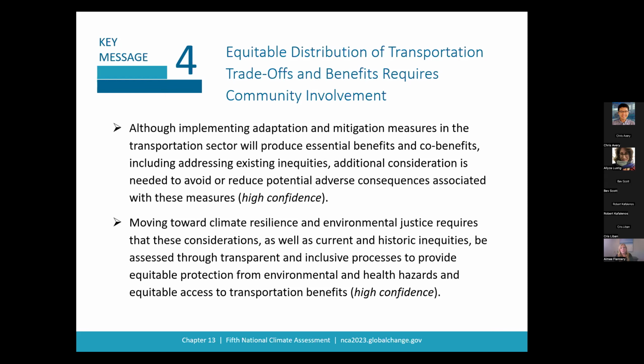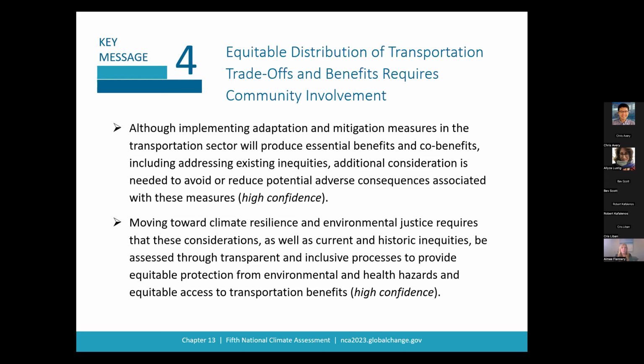And as a profession, we need to engage with the public to make sure the investments and decisions that are being made don't further harm communities, and that we're aware of moving towards a more climate resilient environment. Moving towards climate resilience and environmental justice requires that we take into consideration current and historical inequities, and that we address these through transparent and inclusive processes to make sure that we are protecting the environment and health of everyone in the system and every potential user of the system.